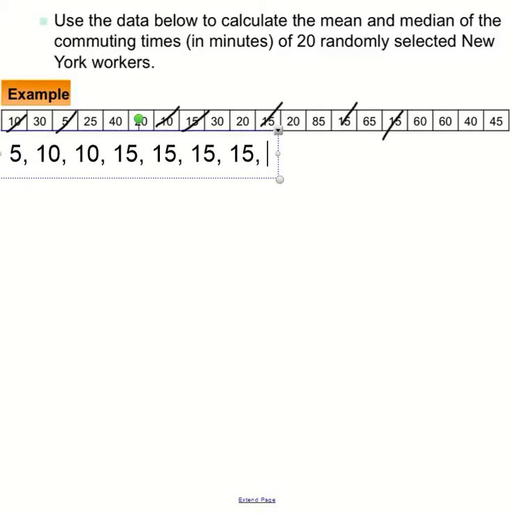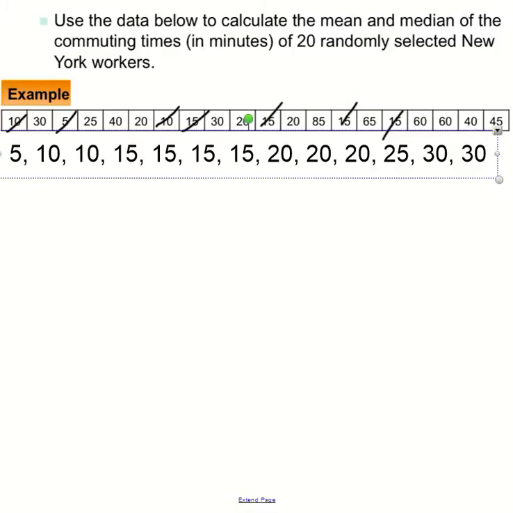Now we have 20, 20, and a 20. And then we have a 25, and a 30, and a 30. Let's just double check those ones now. So we left off at 15, so now we have a 20, a 20, and a 20. We had a 25, and a 30, and a 30.